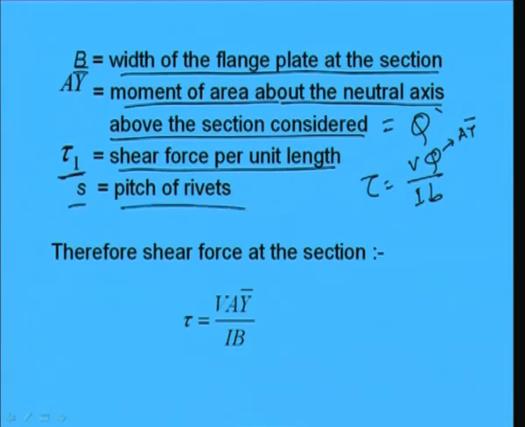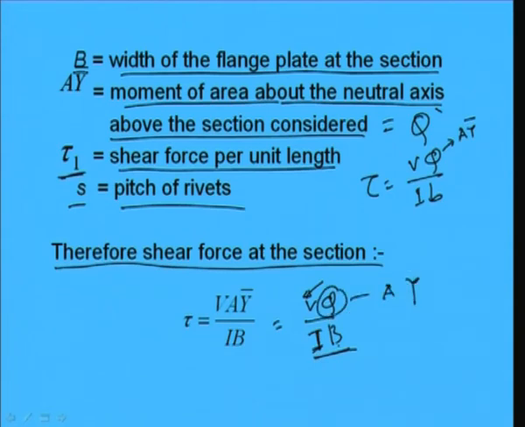Okay. So, with these parameters we can write the shear stress at the section, tau is equal to VQ by IB, okay, where B is the width of the flange of the plate and V is the shear force at that particular section, I is the moment of inertia of the whole section and Q is nothing but A y, that is the moment of area about the neutral axis above the section considered, where we are going to consider that one.